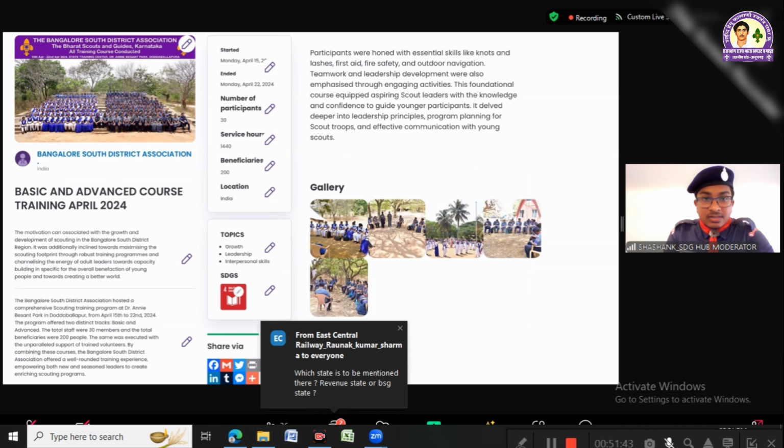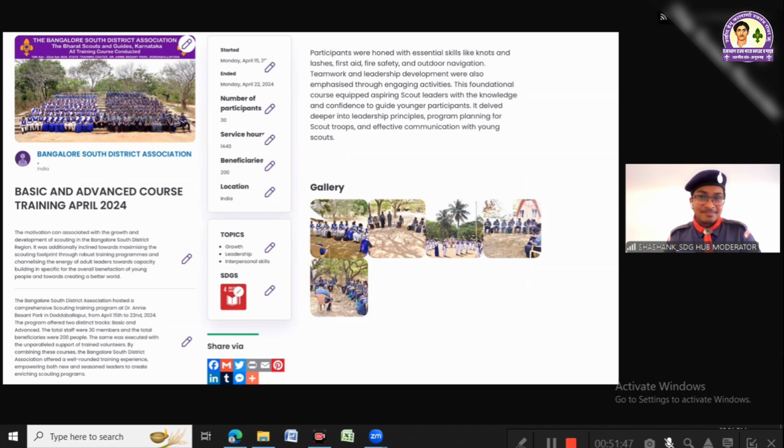But if you can actually spot the difference between a participant and a beneficiary, you will see that adult leaders who have trained others are participants. The adult leaders who have learned are the beneficiaries.